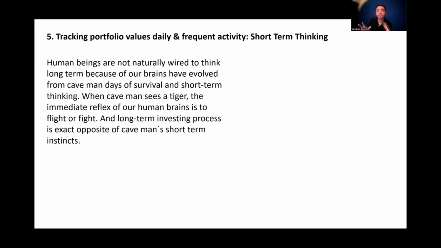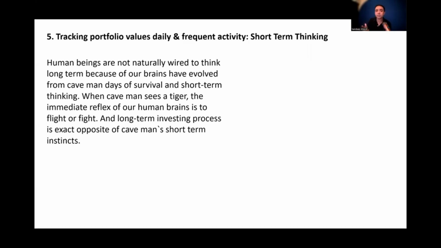And human beings are not naturally wired to think long term, as I said, because our brains have evolved from the caveman days of survival and short-term thinking. So when a caveman sees a tiger, the first reflex is fight or flight, right? I mean, either run away or respond to any danger for that matter. During cave days, their first response is either fight or flight. And that's short-term thinking.